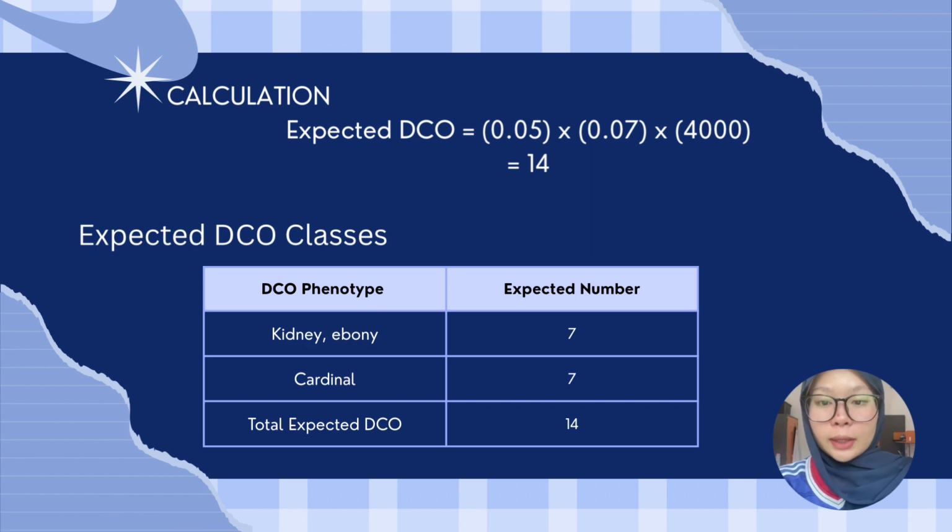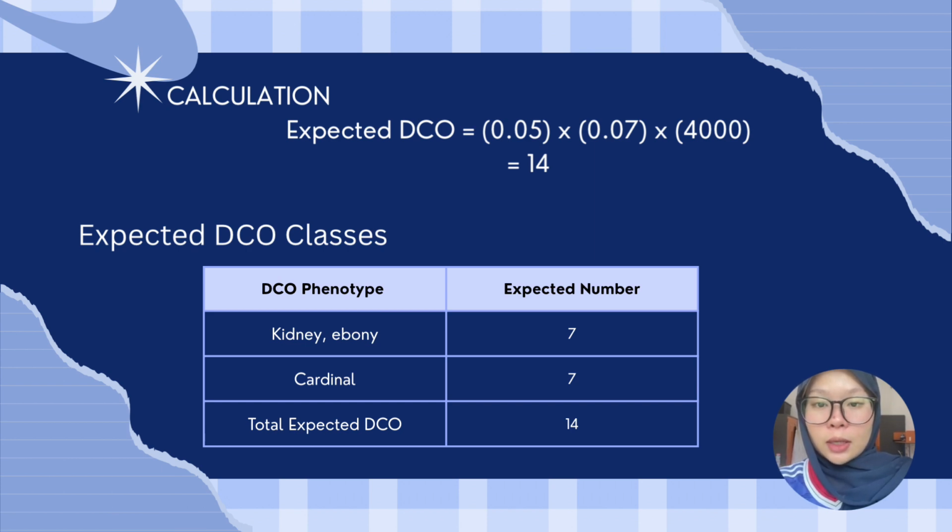Now, please look at the table on slide 7. We need to split the total expected number of 14 into the two specific DCO phenotype classes. Since both classes have an equal probability of occurring, we divide 14 by 2. Therefore, the expected number for the kidney ebony phenotype is 7, and for the cardinal phenotype is also 7.